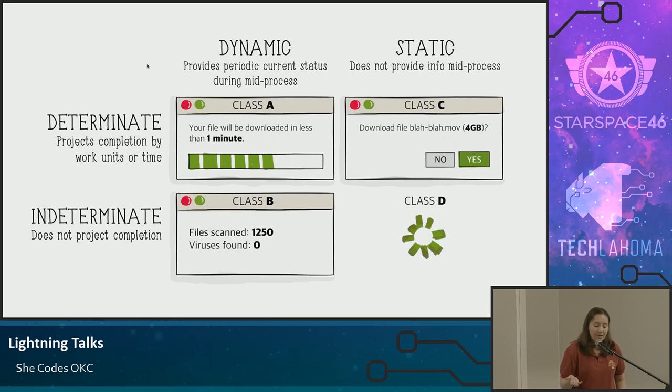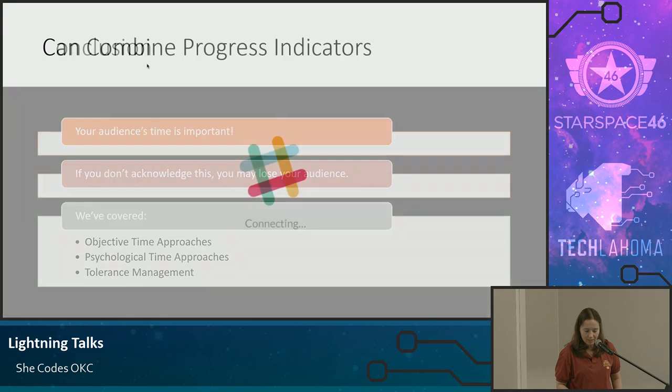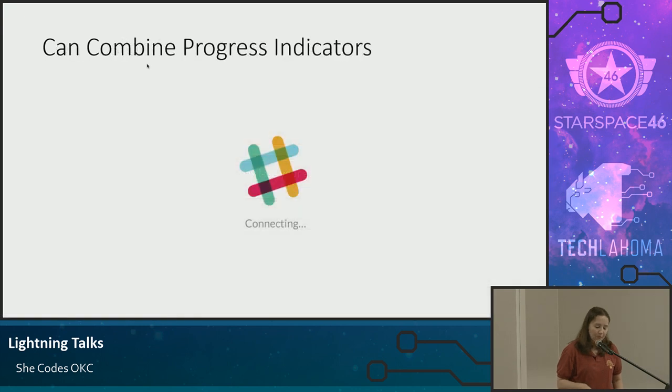Alternatively, there's the static kind where you know for a fact just how many gigabytes you have to download, or if you just have like the repeating icon. So you can also combine progress indicators. This is probably not going to show because the animation is not going to work through the website. But anyway, you probably recognize this one.